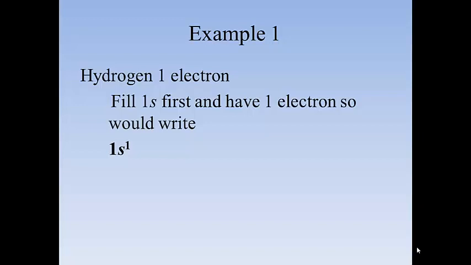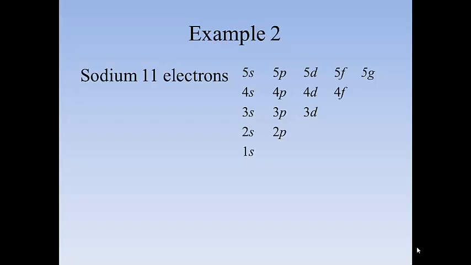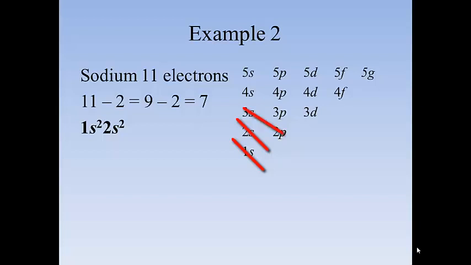How about something a little more complicated? Sodium. Sodium has 11 electrons. You'd fill the 1s orbital first. It can take 2 electrons, so you would write 1s superscript 2. The 2s orbital then fills. You can put 2 electrons there. So now you have 1s2, 2s2. The 2p orbital is next.